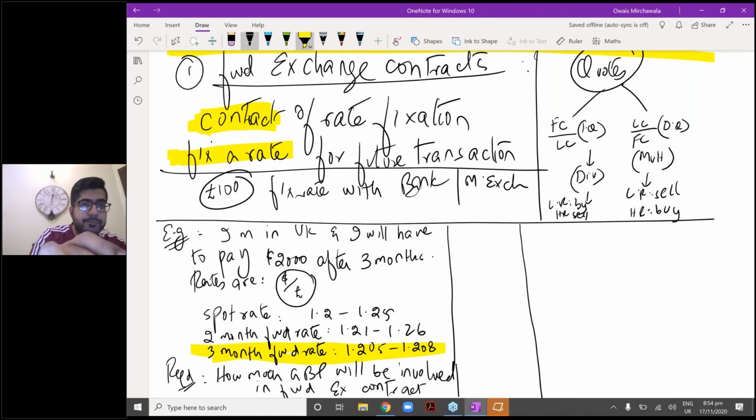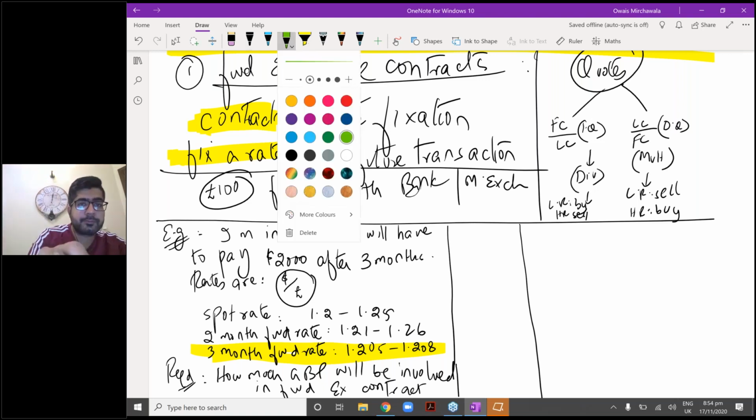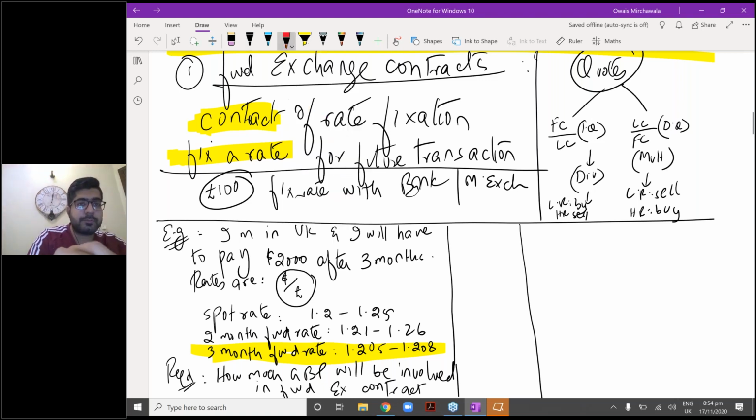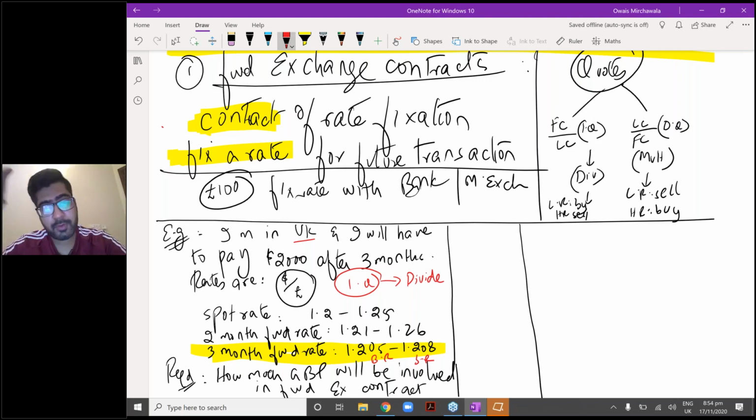Number 2, gather the quote. You are in UK. What is the local currency of UK? It's pounds, and it's in the denominator. It's an indirect quote. Indirect quote means you will divide to convert. And the lower rate is the buying rate, the higher rate is the selling rate. What was the first step? Highlight the 3-month rate. Second, if you're in UK and pound is in the denominator, it's an indirect quote: divide, lower buying, higher selling.